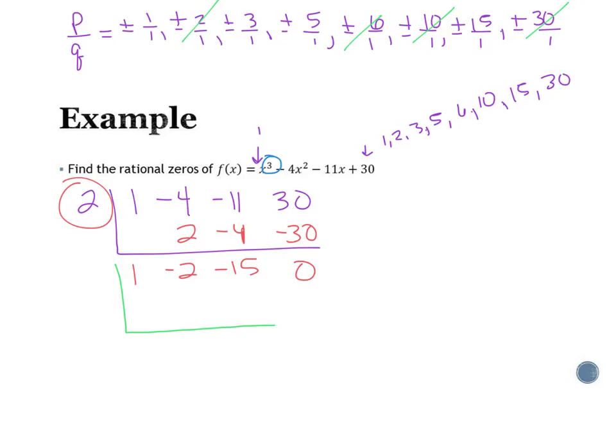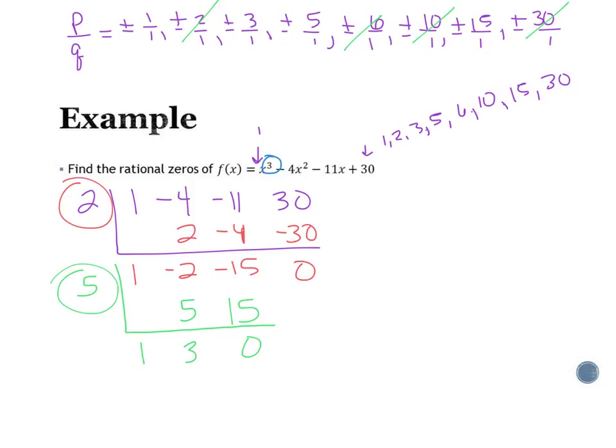So from what is left, I'm going to pick 5. So I'm going to drop, multiply, add, multiply. I am on a roll with my guessing here today. All right, I found another zero. Now, if you did not find a zero, then I would suggest you just erase this green part and then randomly pick another number. Sometimes you have to randomly pick several numbers before you get the one you need.